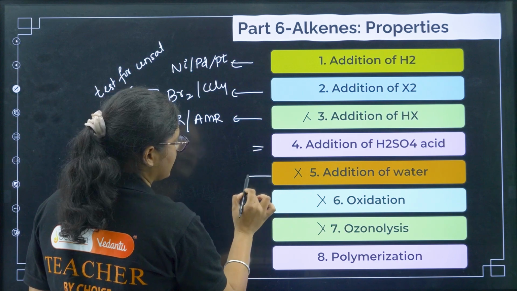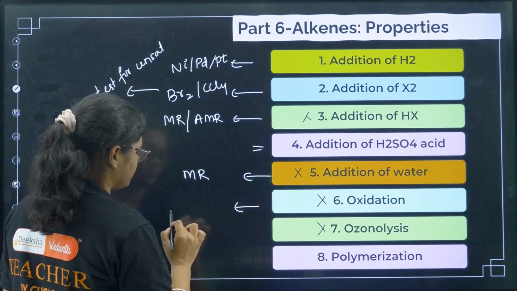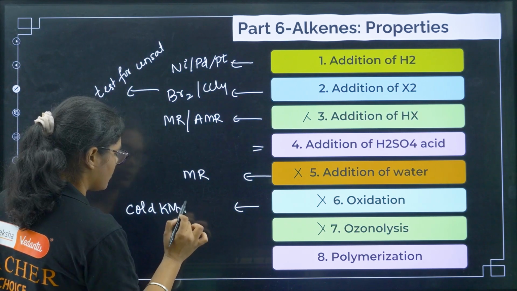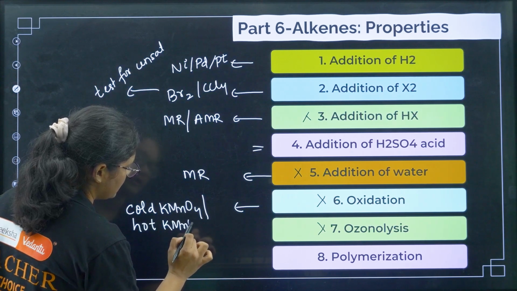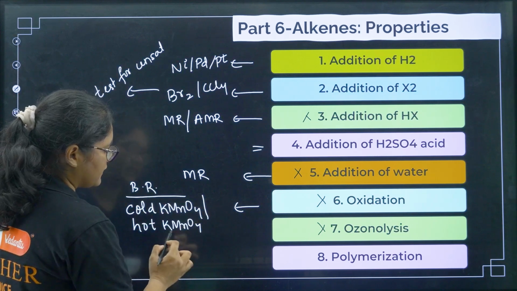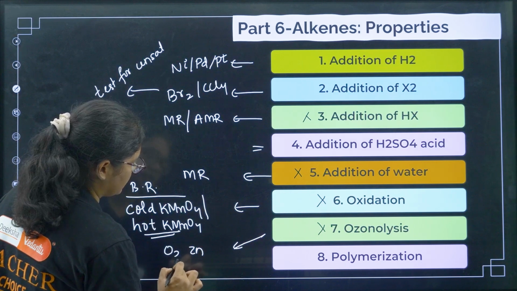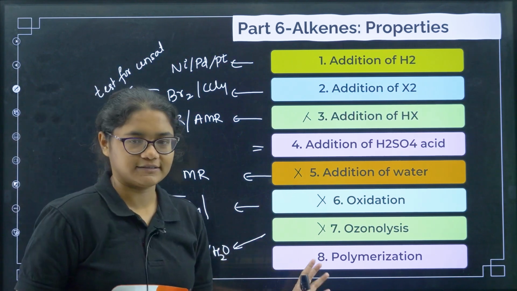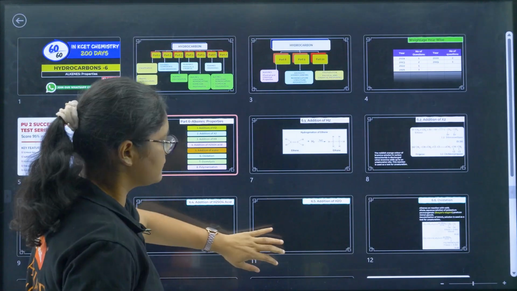This is not a very important reaction. Here also it follows Markovnikov's rule. Here oxidation, you should know there are two things, one is cold KMnO4 and hot KMnO4. Cold KMnO4 is Bayer's reagent. This one will give you aldehyde, this one will give you acids. Next ozonolysis, with O3 in presence of zinc and water, reductive ozonolysis. Polymerization we have discussed. So yes students, that's all in this class.